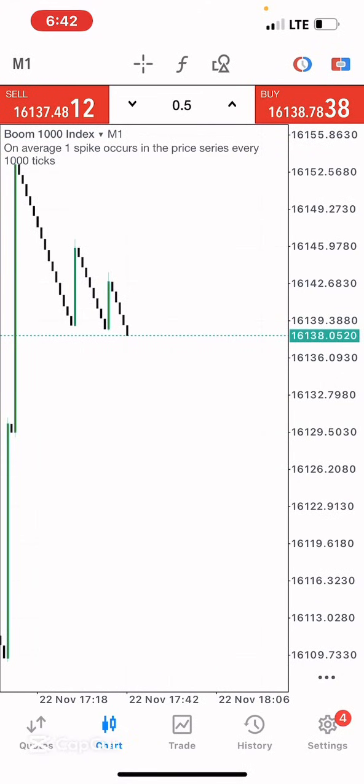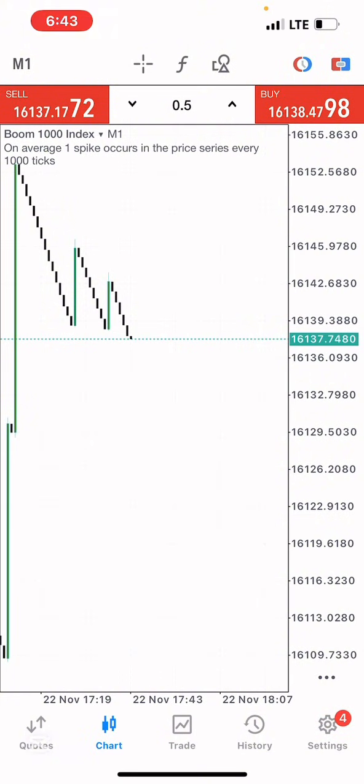So guys, catching spikes on the Boom 1000 index market or the Crash 1000 index market became really easier after I discovered this simple secret that I'm about to share with you guys in this video. It's very simple. All you have to do is have a clear direction of the market on the 4 hours time frame, and also be able to interpret the candlestick patterns on that same time frame. 4 hours, you just need the 4 hours time frame alone.